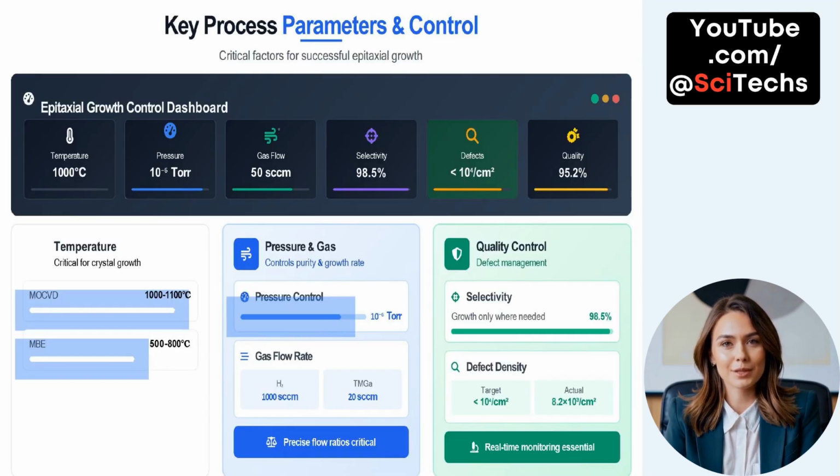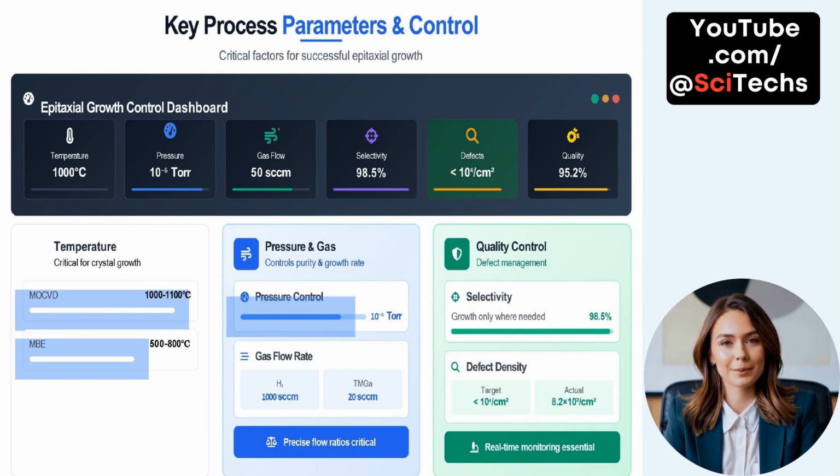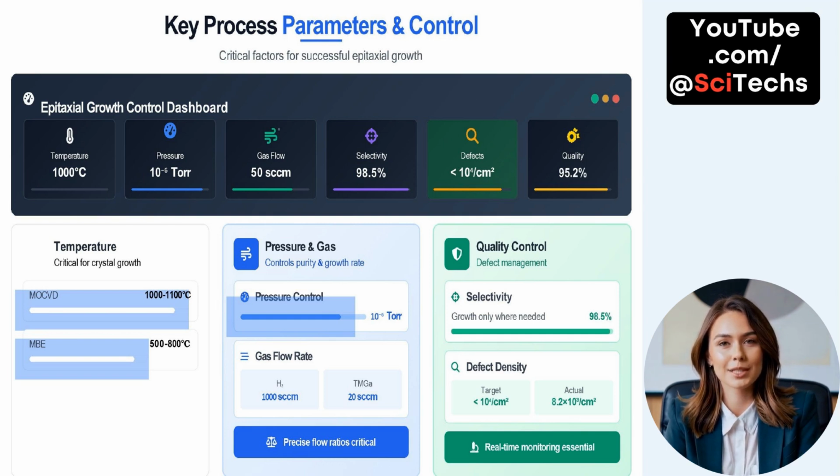Key process parameters and control. Achieving high-quality epitaxial growth depends on controlling a few critical process parameters. Temperature is foundational. MOCVD typically operates between 1000 to 1100 degrees Celsius, while MBE works at lower ranges from 500 to 800 degrees Celsius. The right temperature ensures optimal crystal formation. Pressure control is just as vital, often maintained at ultra-low levels like 10^-6 torr to prevent contamination and ensure purity.